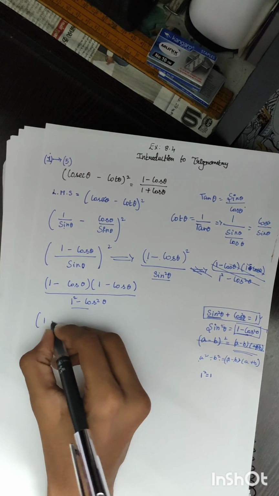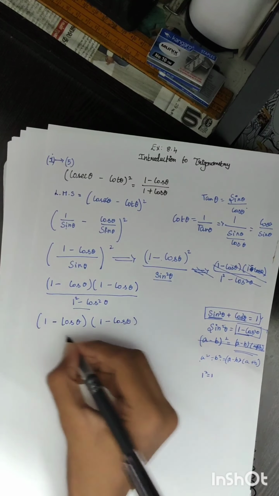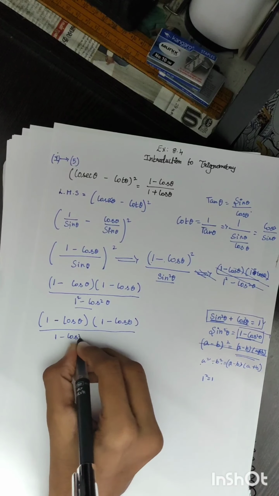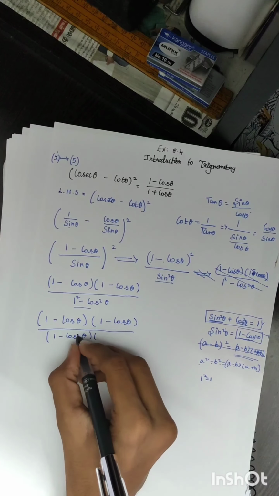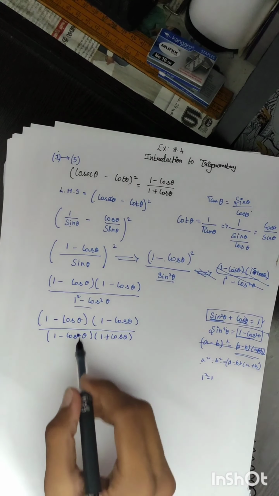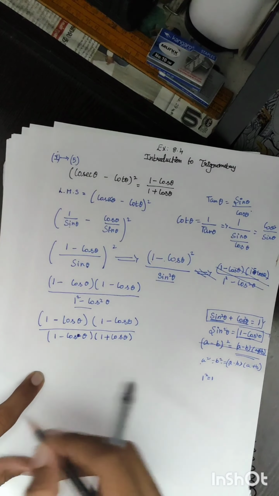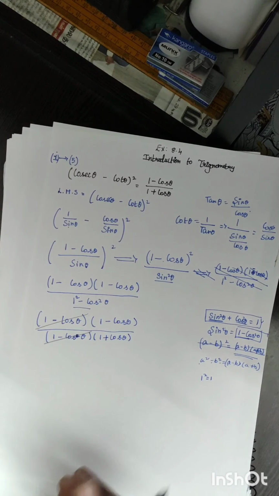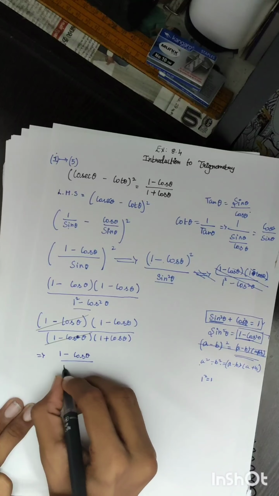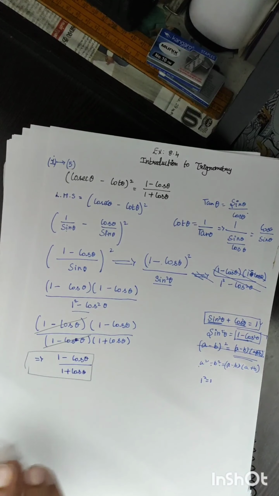So here I can write this as 1 minus cos theta, divided by cos square theta multiplied by 1 plus cos theta. Now you can see that this and this are the same, and since one is multiplying, you can cancel them out. So this is equal to 1 minus cos theta by 1 plus cos theta. So we got it, guys. This is for the first question.